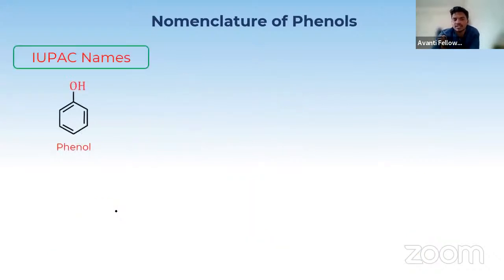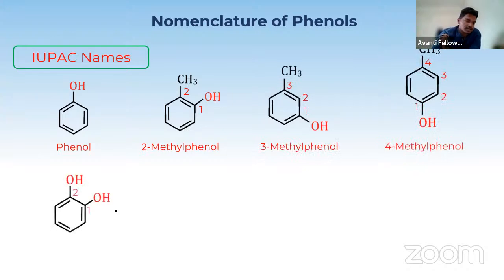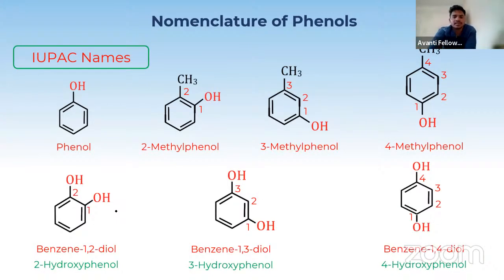But what about the IUPAC name? This is phenol, and this is 2-methyl phenol, this is 3-methyl phenol, and this is 4-methyl phenol, and this is benzene-1,2-diol, and you can easily say benzene-1,3-diol. Very important thing is you people need to know how to write the IUPAC name. So try to note it down, giving you 1 minute of time.